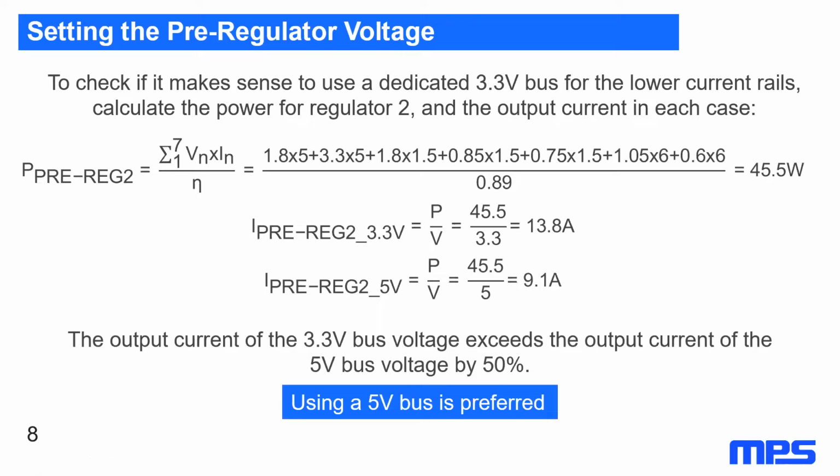So the output current of the 3.3 volts bus exceeds the output current of the 5 volts bus by about 50%. From our experience, dealing with lower currents is usually more efficient. It is easier to do the layout. It is easier to ensure good power integrity. So in this case, using a 5 volts bus is preferred for us.